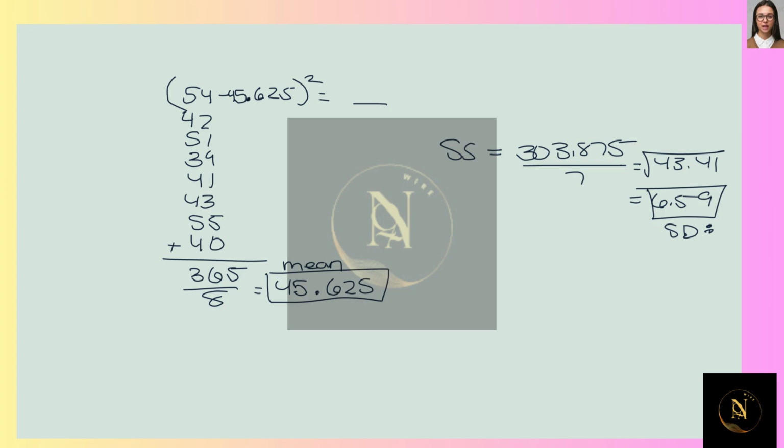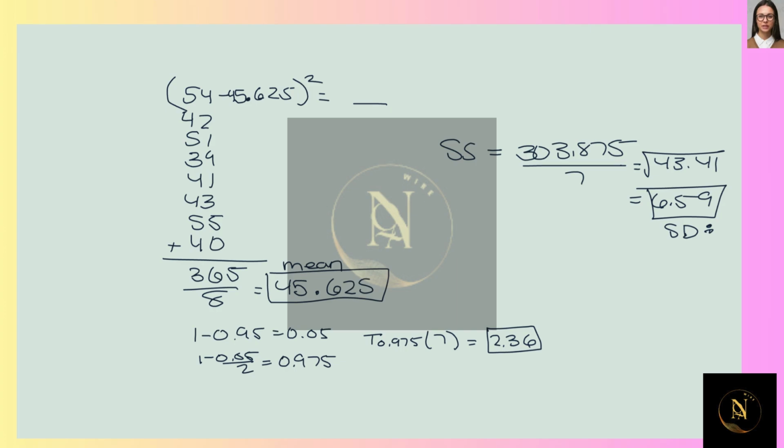So I'm going to do 1 minus 0.95. That's 0.05. And then 1 minus 0.05 divided by 2, and that is 0.975. And so I have T 0.975 and a degree of freedom of 7. And that is going to equal 2.36.